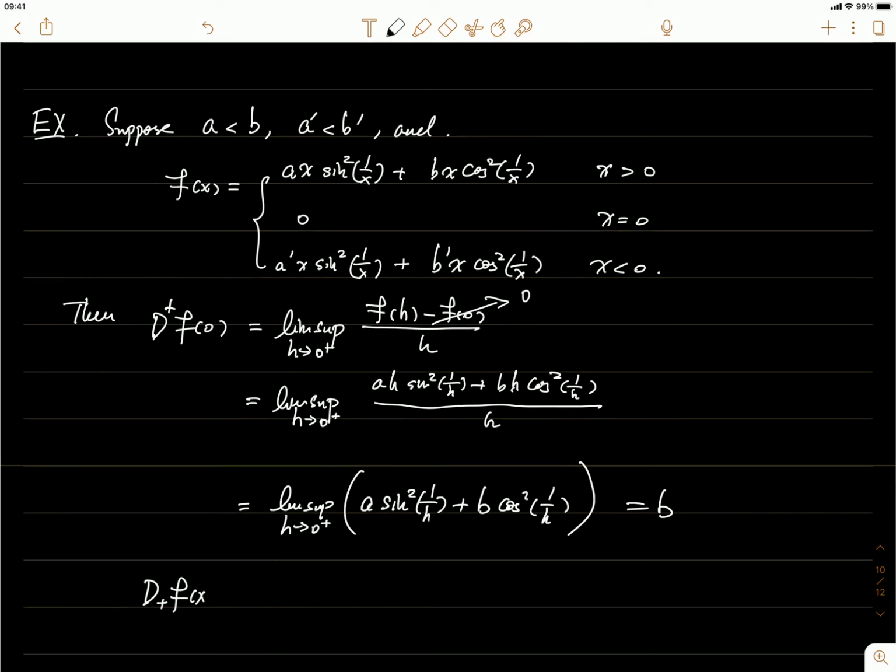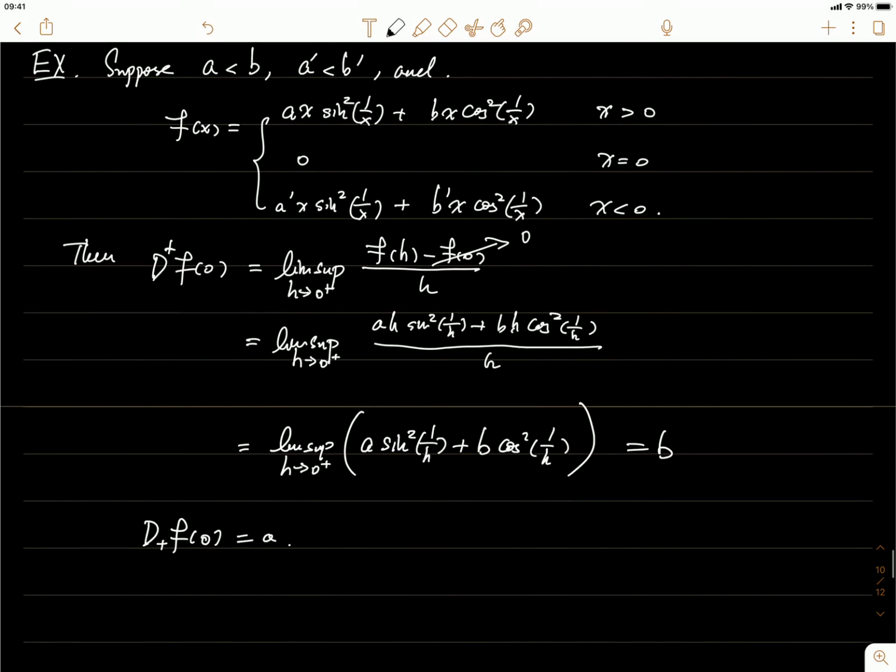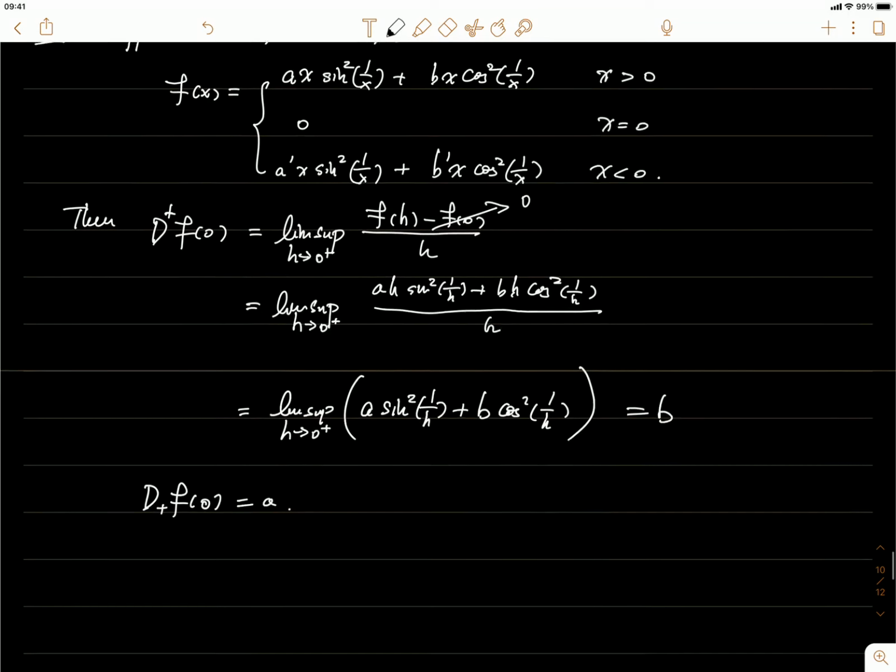This actually at 0 is equal to a, and you can also show the other side. It's pretty easy to show. You can check it yourself.